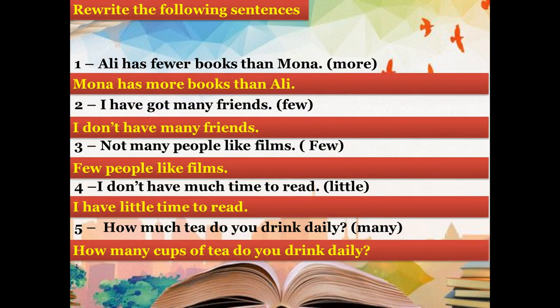The first one. Ali has fewer books than Mona. Use more. We are going to start with Mona to give the right meaning. Mona has more books than Ali. Number 2. I have got many friends. Use the word few. So you are going to make the negative to give the right meaning. I don't have few friends. Not many people like films. Start with few. Few equals not many. So few people like films.